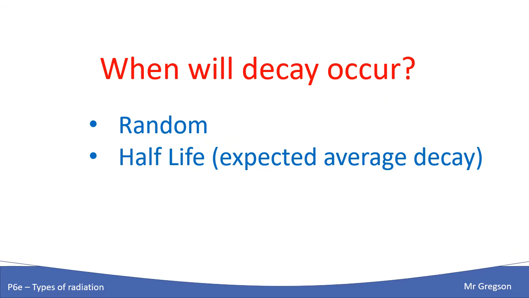Okay, so when does decay occur? Here's the great news, completely random. We cannot predict. A block of uranium could sit there for a month and do absolutely nothing, and then in 10 minutes decay massively. It's completely random. It tends to be predictable over periods of time, so we find an average, and that tends to be reproducible.